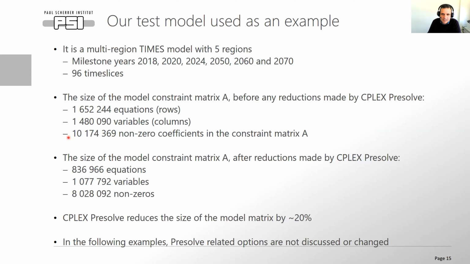If the Simplex presolve takes this model and makes the reductions, you can see that it reduces the model matrix by around 20%. So this is our test model in this webinar. In our webinar today, we are not going to change anything in the presolve. So in all our examples, the size of our model after the presolve will be around 0.8 million equations, 1 million variables, and about 8 million non-zero coefficients in our constraint matrix.